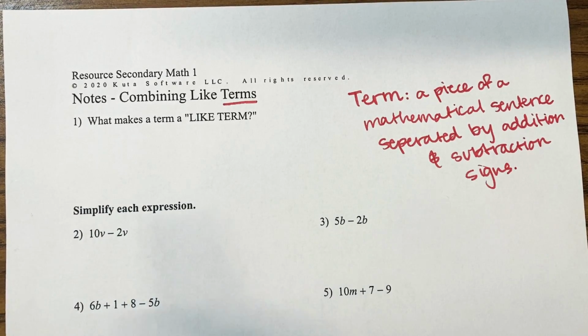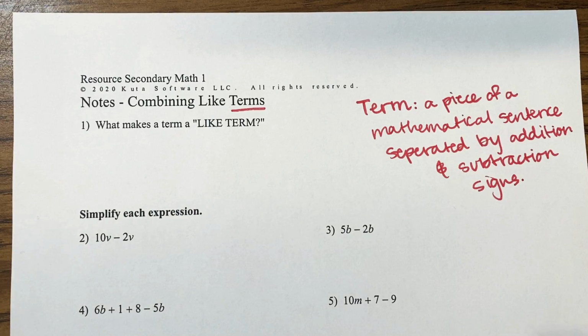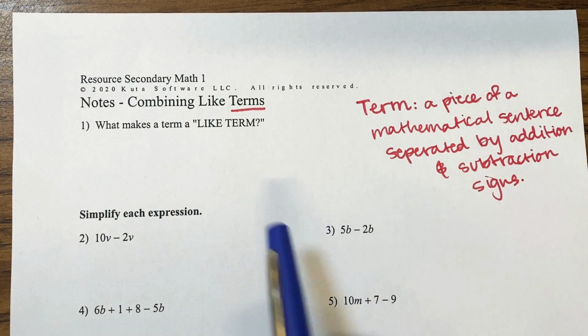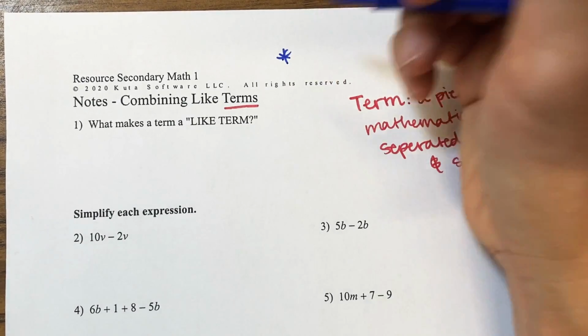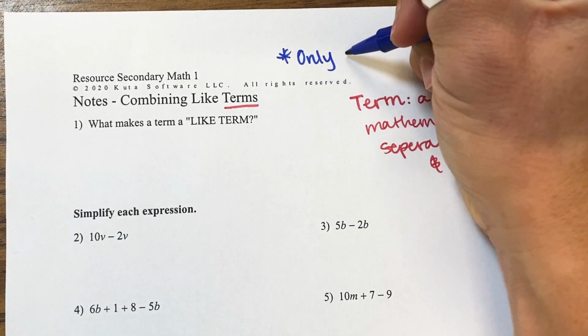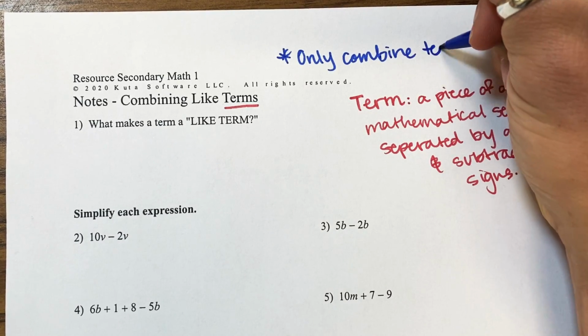So let's answer number one. What makes a term a like term? What makes it so you can actually combine them? Okay, so the biggest rule is you can only combine like terms. In fact, that's a huge rule in math. Only combine terms that are alike.